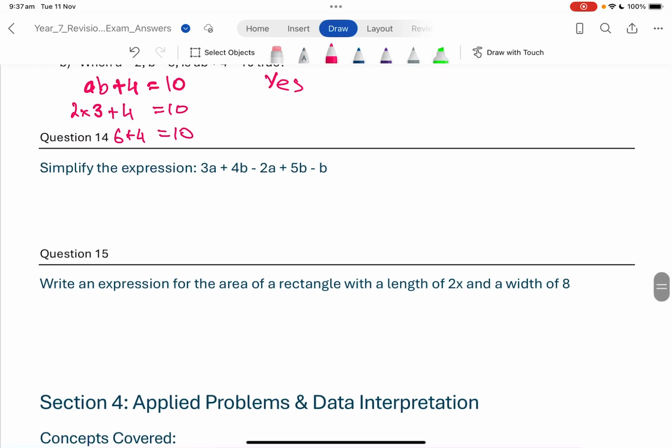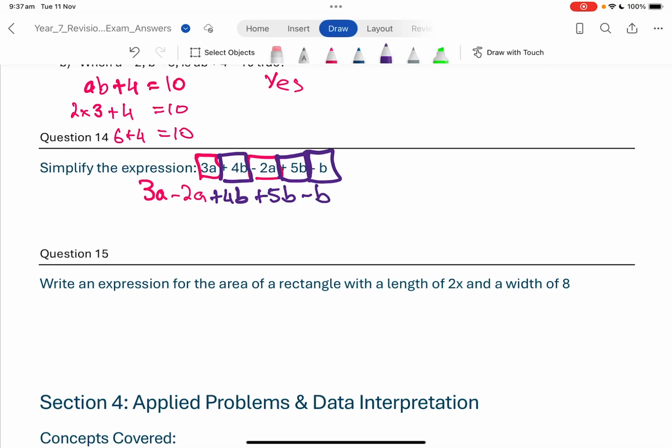Simplify the expression. 3A plus 4B minus 2A plus 5B minus B. I can see that I've got some like terms here, here, here, and here. So if we take 3A minus 2A first, and then we put the other things down, altogether that is going to end up as 1A, or just A, and then we've got 4B plus 5B, so 9B minus 1B plus 8B.